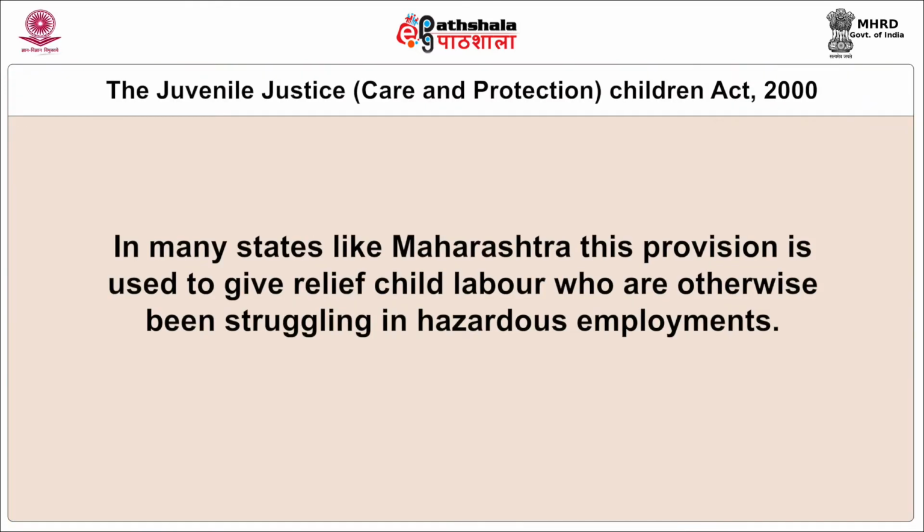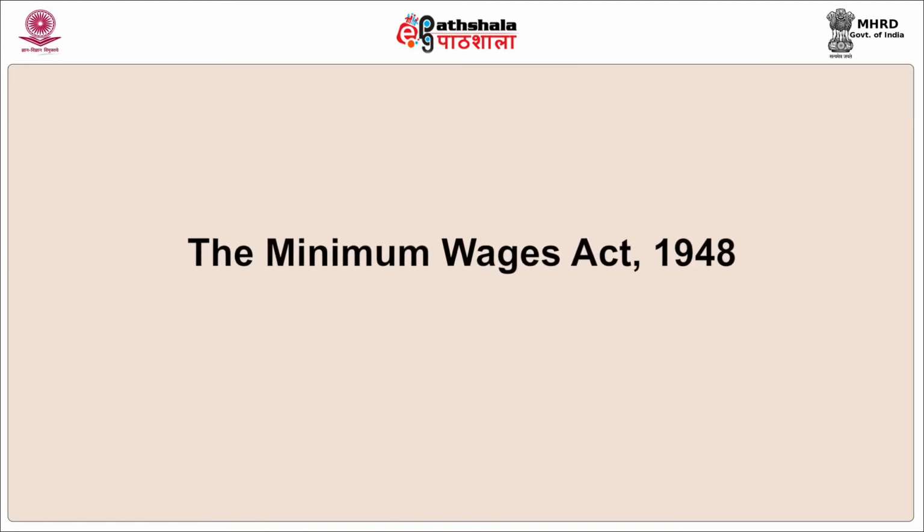Section 26 of the Act deals with the exploitation of a juvenile or child employee and provides that whoever engages a juvenile or child in hazardous employment, keeps them in bonded labour, or withholds his earnings or uses them for their own purposes shall be liable for punishment that may extend to 3 years along with a fine. In many states like Maharashtra, this provision is used to give relief to child labourers who have otherwise been struggling in hazardous employment. The Minimum Wages Act, 1948.